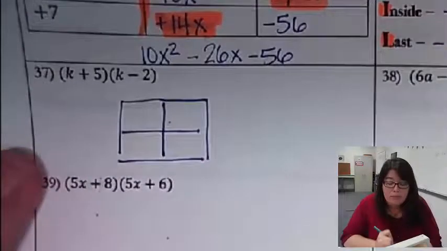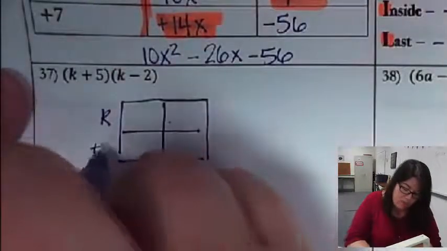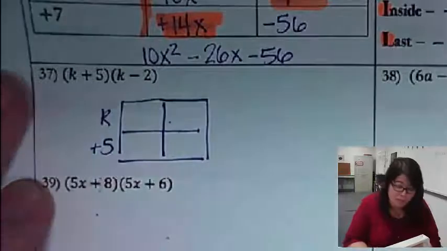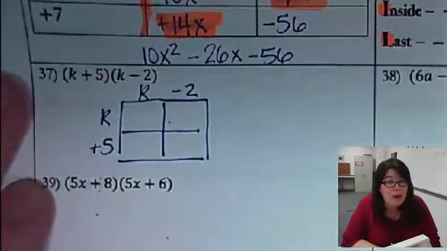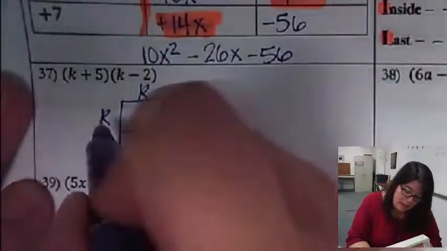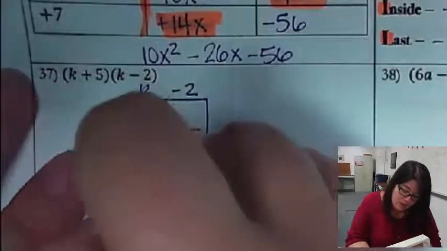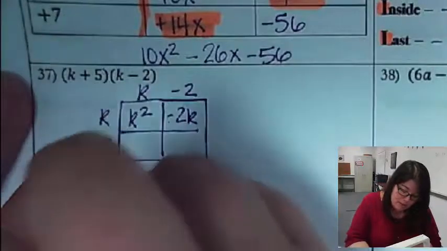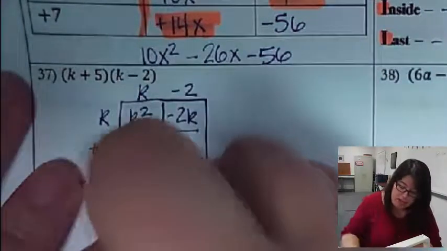And down one side of my box, I'm going to put one of my binomials, k plus 5. And then across the top, I'm going to put the other one, k minus 2. Now it's just a matter of multiplying each part by each part. So k times k is k squared. K times negative 2 is negative 2k. 5 times k is positive 5k, and 5 times negative 2 is negative 10.